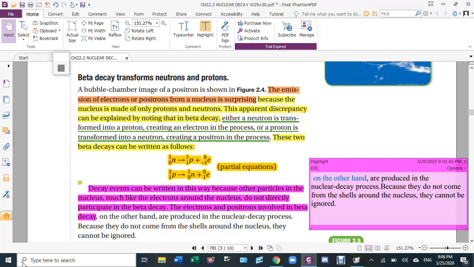Either a neutron is transformed into a proton. Look here: the neutron is transformed into a proton, creating an electron in this process. And here, a proton is transformed into a neutron, creating a positron in this process. Now, beta decay can be written in this way.